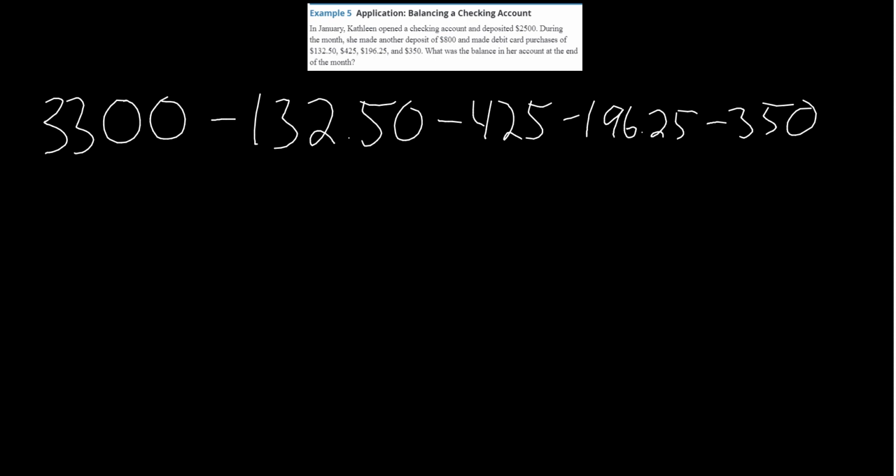Right, so what was the balance of her account at the end of the month? Well, let's do 3,300 minus 132.50, minus 425, minus 196.25, minus 350. So in her account, she has at the end of the month $2,196.25. Yep, that's a pretty healthy checking account, I think.